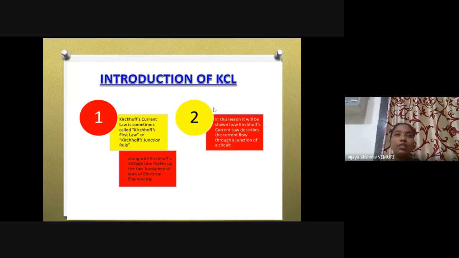So what's the difference between a junction and a node? A node is the meeting point of 2 or more branches, whereas a junction is the meeting point of 3 or more branches. Okay. So here, coming to our KCL, what do you mean by KCL? KCL is the algebraic sum of the currents entering and leaving the junction is equal to 0.